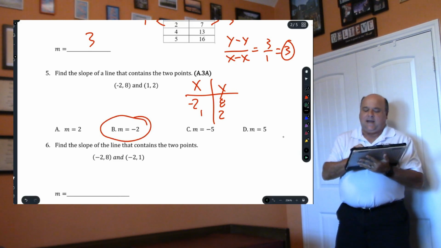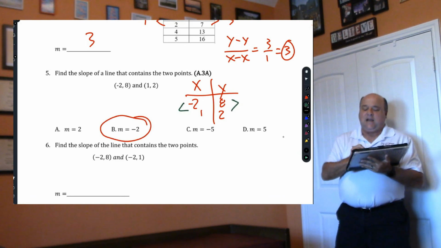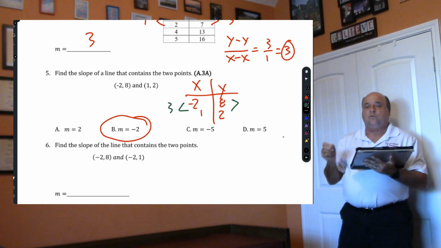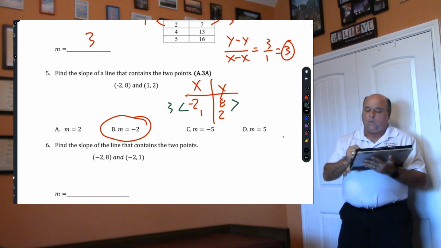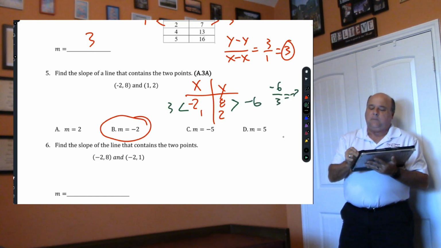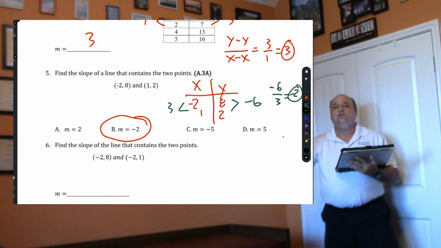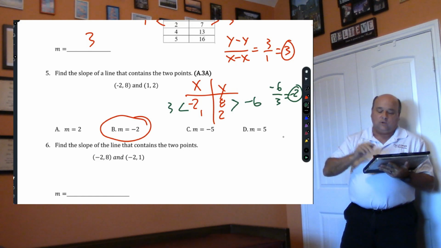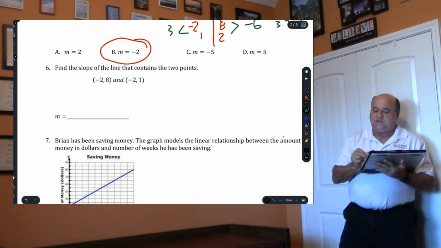Let's look at this by hand. If we did this by hand, from negative 2 to 1 on the x-axis would be a positive 3. From 8 to 2 on the y-axis would be a negative 6. Negative 6 over 3 is going to be negative 2. But just do the calculator because you won't mess up on your arithmetic if you use the calculator. Let's go to number 6.